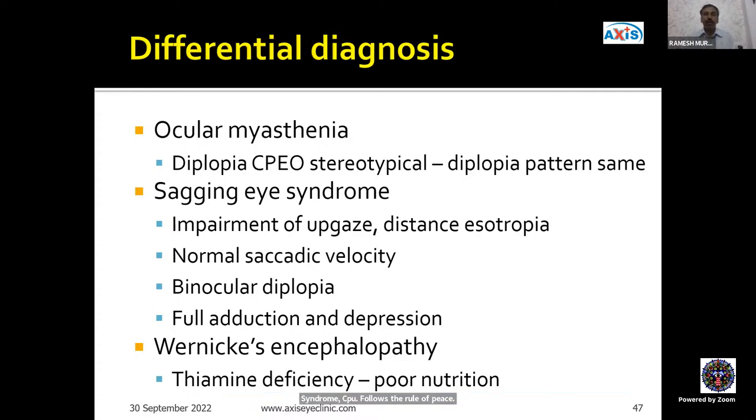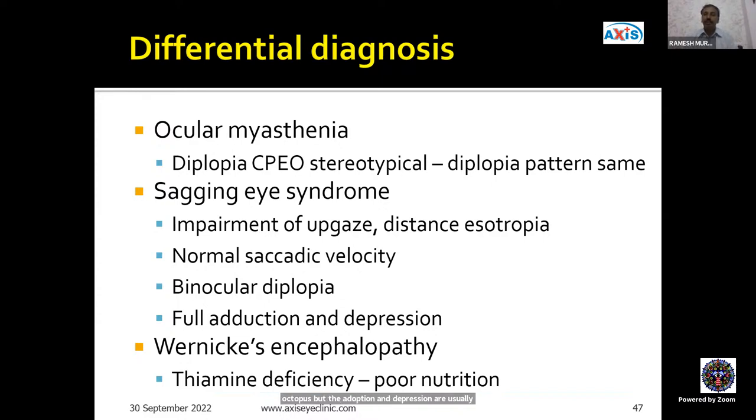So the differential diagnosis. Ocular myasthenia is the first differential diagnosis. The diplopia in chronic progressive external ophthalmoplegia is stereotypical; the diplopia pattern is always the same, unlike in myasthenia, in which the diplopia pattern will be different at different time periods. The second differential diagnosis is the sagging eye syndrome, which is commonly seen in high myopes, where the intermuscular bands between the lateral rectus and the superior rectus become weak, and therefore there's a displacement of the superior rectus and the lateral rectus. In these cases, the eye will assume a position of esotropia. So there is impaired upgaze, distance esotropia, normal saccadic velocity, binocular diplopia, but the adduction and depression are usually full.